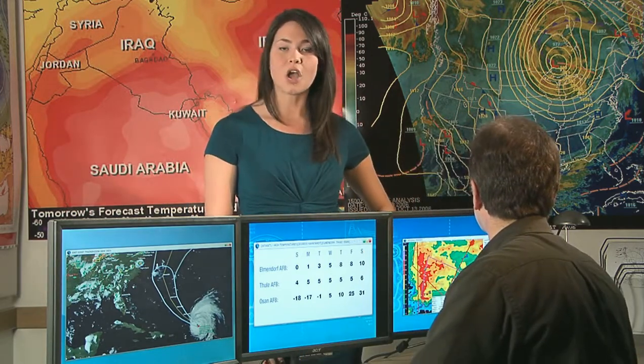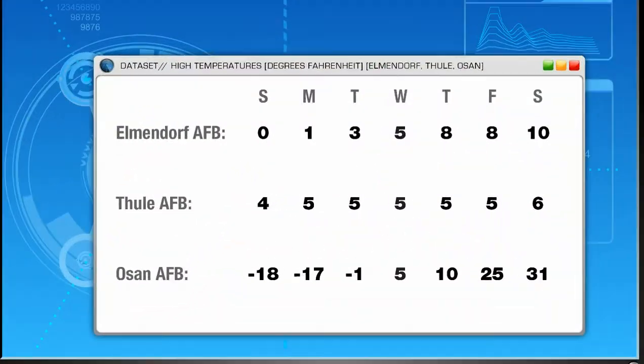With a click of a mouse, Dr. Zarnetsky can access and compare temperature data from anywhere in the world. Let's check in on some of our friends stationed at military bases. Here are the high temperatures last week from Elmendorf Air Force Base in Alaska, Thule Air Force Base in Greenland, and Osan Air Force Base in South Korea. We can see from the data that the temperatures were different at each base.